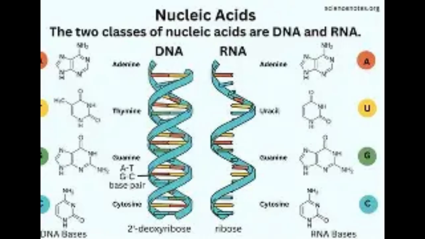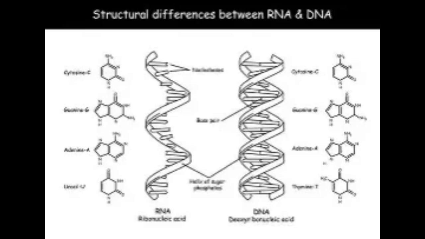Nucleic acids, chains of nucleotides. DNA stores genetic information and RNA uses it to make proteins. Structure of DNA and RNA. DNA is a double helix with paired bases, while RNA is usually single stranded and uses uracil instead of thymine.